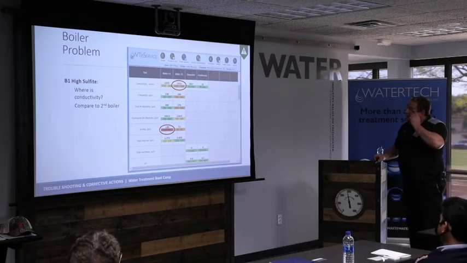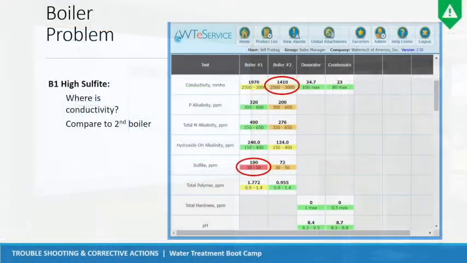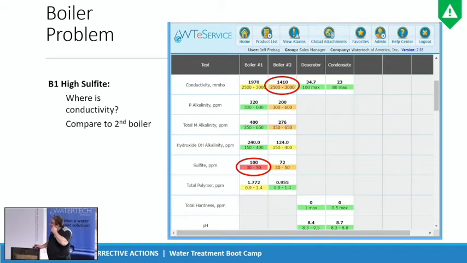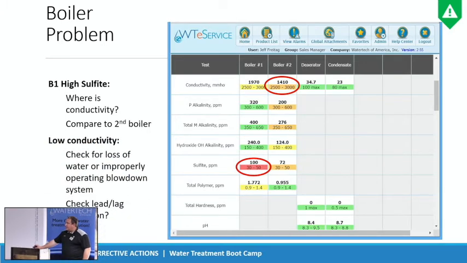So here's another test where boiler two, when you compare the two boilers, conductivities aren't exactly close, but they're close enough. But if you look at the two sulfites, they're both really high, even with one just being slightly out of range, but this one's even more out of range, but sulfites are still a little high when you compare them with the two boilers and the conductivities, right? So, but the low conductivity, we probably want to be looking for water losses again.